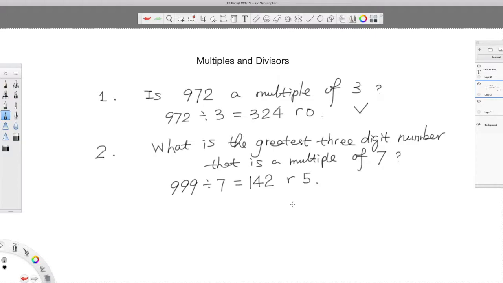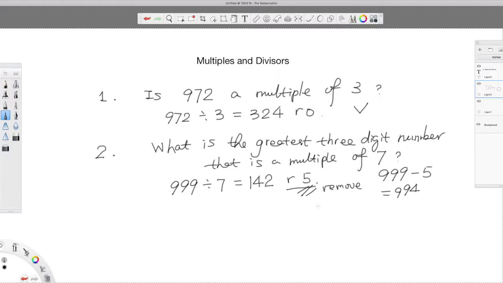So what's the next number that is a multiple of 7? Well, the answer is already in your remainder. The remainder of 5 means that if I remove that 5, that number is going to be a multiple of 7. So the answer is 999 minus 5, 994, which is a multiple of 7, right?